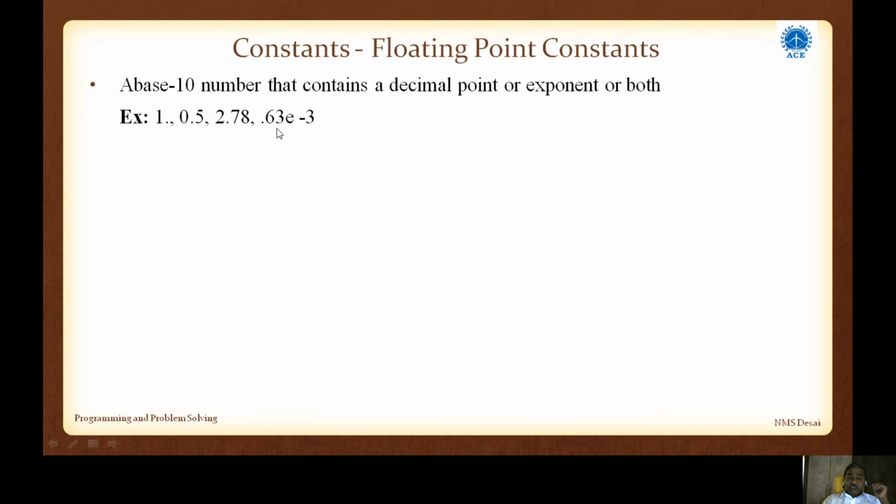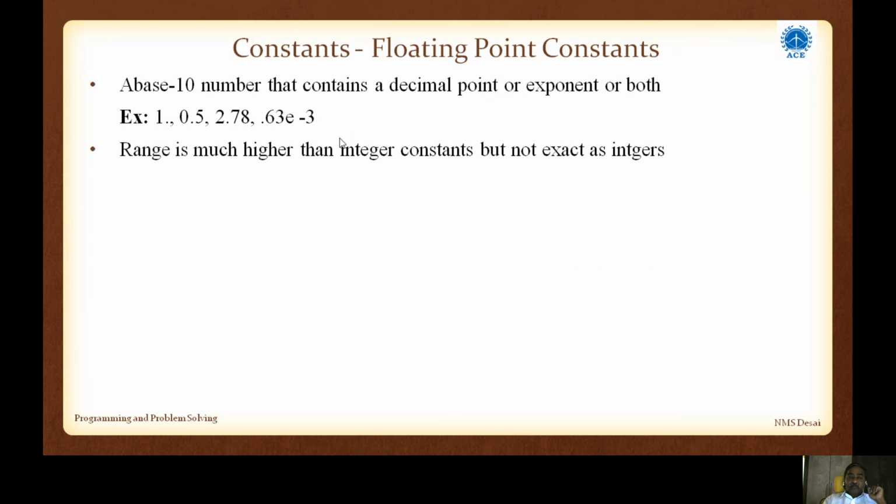0.5, 2.78, 63e minus 3. This is also 0.63e minus 3, another way of representation. The range is much higher than integer constants, but not exact as integers.